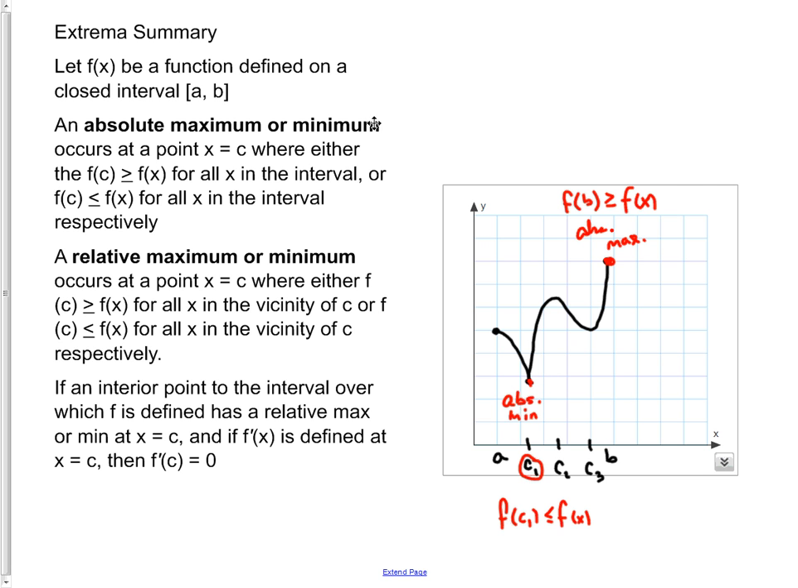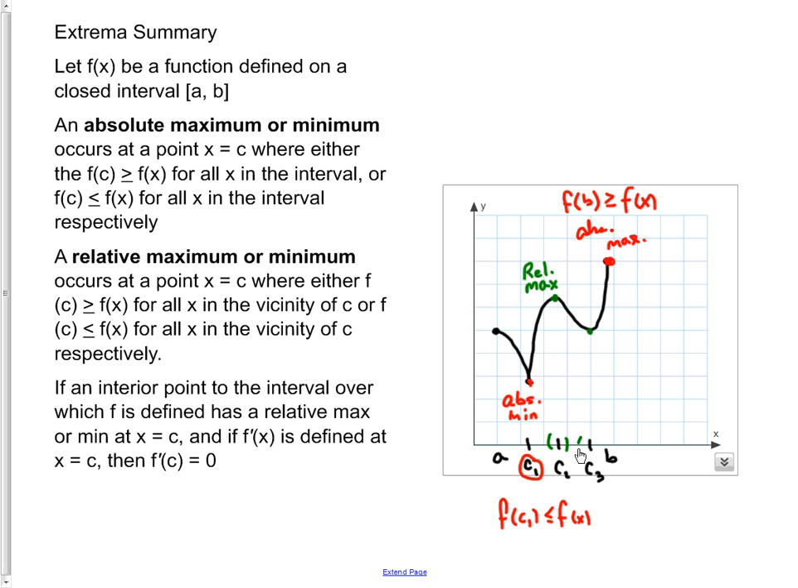But what could we say about all these interior points where it looks like we certainly do come to some kind of maximum right here? Well, we're going to call these points relative maximums or minimums. So right here, for example, at c2, f of c2 is greater than or equal to the values of f of x in its vicinity, that is near c2. So we could say, if we're within some small little vicinity of c2, we've got a relative maximum point right here.